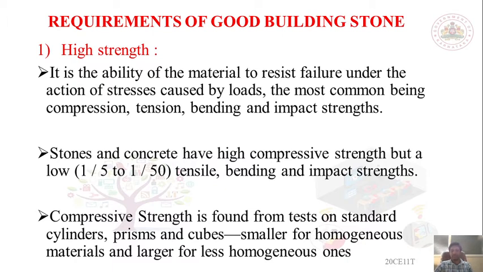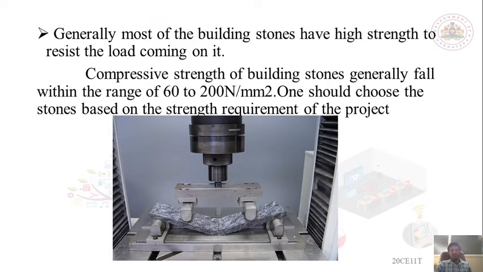These composite materials will have high compressive strength, like concrete, and even stone is also a composite, because a lot of minerals together form one particular body that is called stone. So that is high strength. As I told you, the compressive strength of building stones generally falls within the range of 60 MPa to 200 MPa. MPa means megapascal, or you can say Newton per mm square. Both are the same, 60 to 200 Newton per mm square. That is the compressive strength of any general stone.